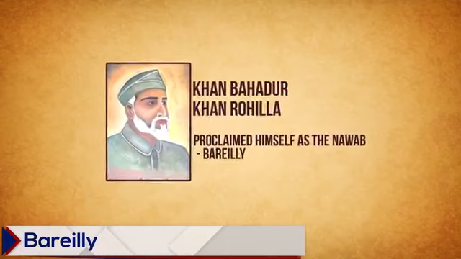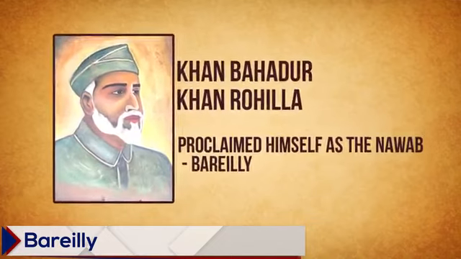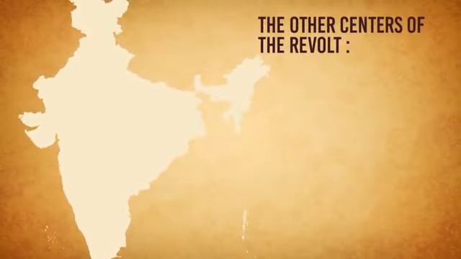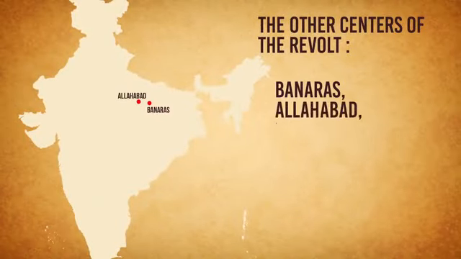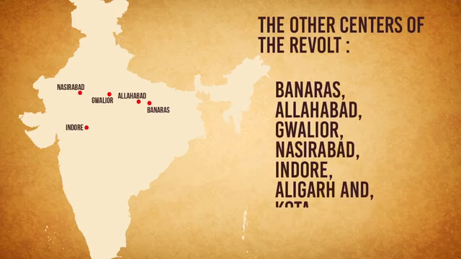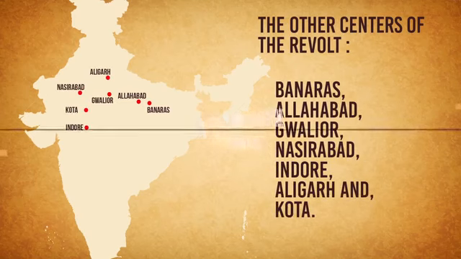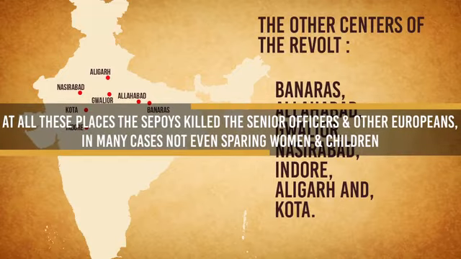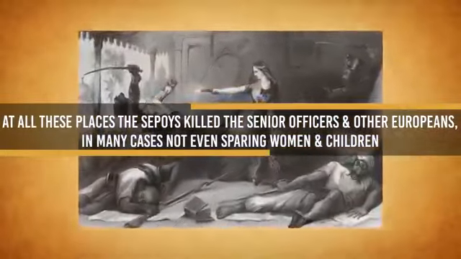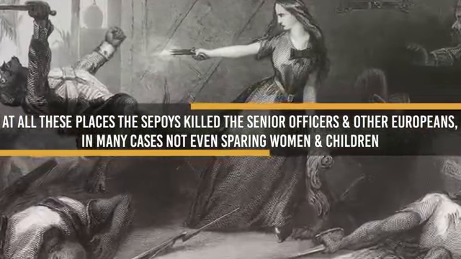Bareilly. Khan Bahadur Khan proclaimed himself as the Nawab and led the revolt there. The other centers of the revolt were Banaras, Allahabad, Gwalior and Nasirabad in Rajputana, Indore, Aligarh and Kota. At all these places, the Sepoys killed the senior officers and other Europeans, in many cases not even sparing women and children. They also released prisoners from jail, plundered the treasury and burnt land records in many places.